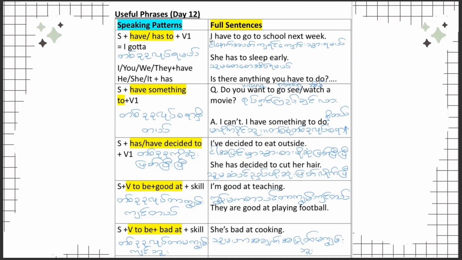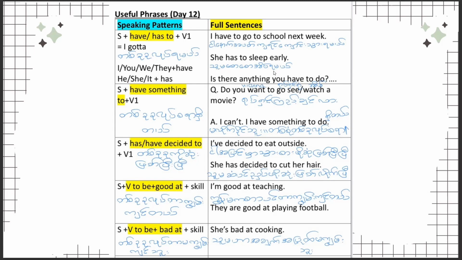So for example, I have to go to school next week. I is the subject and have to is here, and then plus verb 1. After have to, we need to follow with verb 1. So here verb 1 is go. So I have to go to school next week. And then another one is she has to sleep early. Why do we add has here? Because he, she, it is the subject. If it's not he, she, it as the subject, we need to add have. So that is one we need to know.